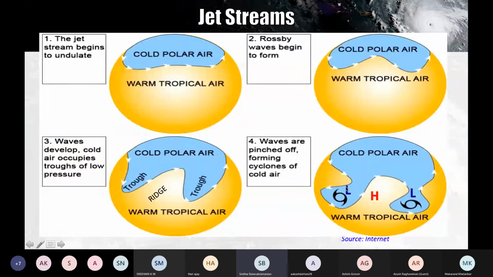So this is that polar vortex. Once it pinches off, it can move down from the Arctic towards North America, or sometimes as low as North India, giving intense winter conditions or intense snowstorms.